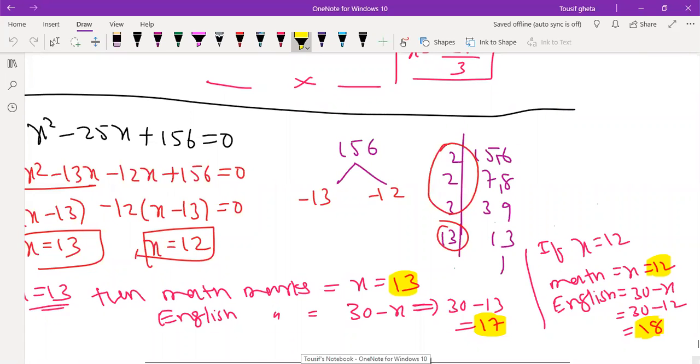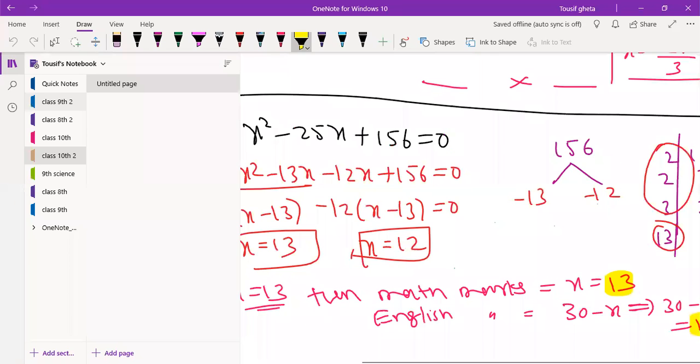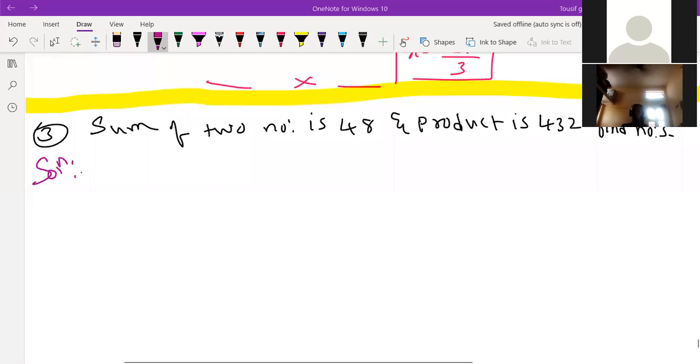Okay. Copied. Everyone copied. Copied. Time up. Time up.